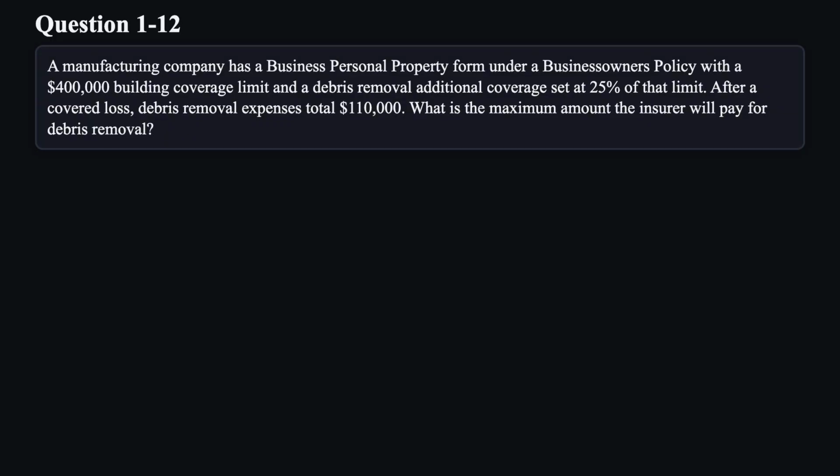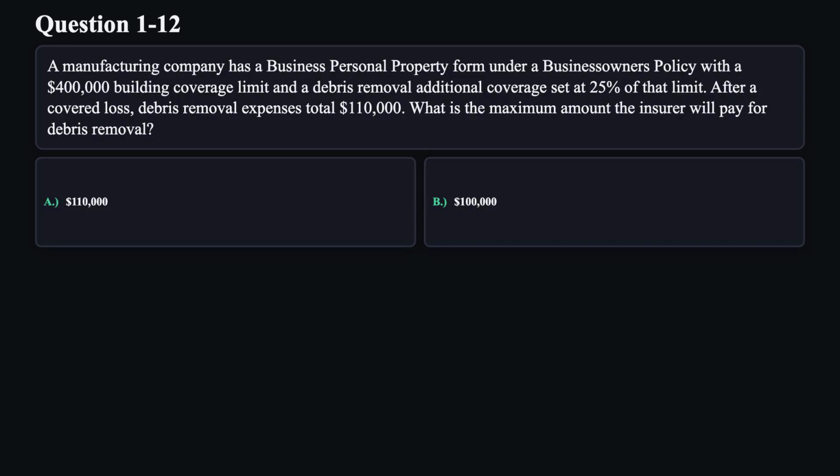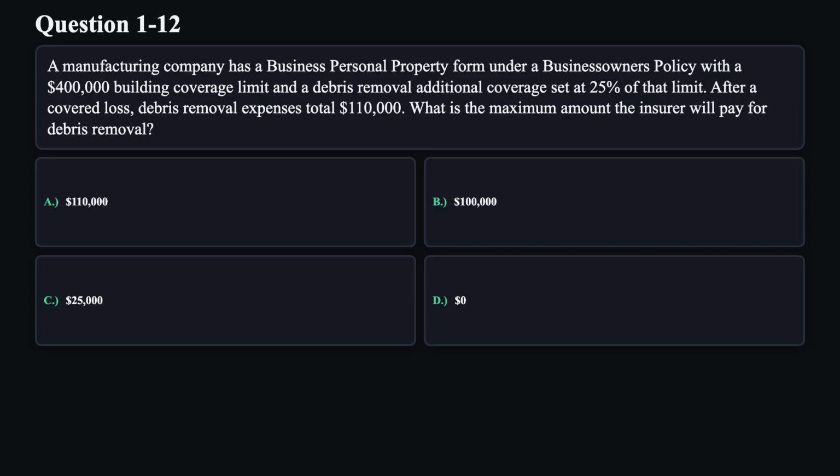Question 12. A manufacturing company has a business personal property form under a business owner's policy with a $400,000 building coverage limit and a debris removal additional coverage set at 25% of that limit. After a covered loss, debris removal expenses total $110,000. What is the maximum amount the insurer will pay for debris removal? A. $110,000. B. $100,000. C. $25,000. D. $0.